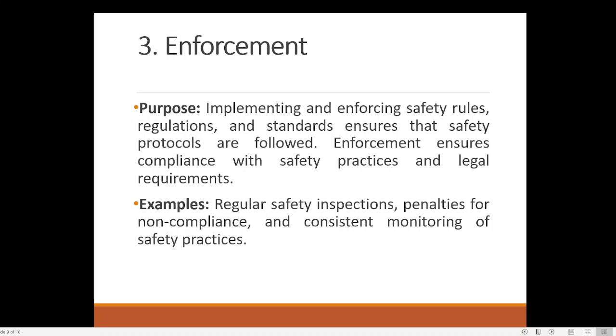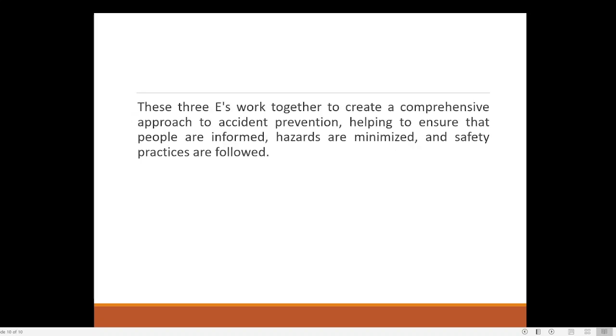Then regular safety inspections; we know that the police are doing that. Penalties for non-compliance: if you are not wearing a helmet, you know there is a penalty, sometimes 500, sometimes 1000. That kind of penalty should be there. And consistent monitoring: for example, everywhere now we have different types of cameras, AI cameras, monitoring whether you are wearing a seat belt or a helmet. Such monitoring and policies help the government and society reduce the chance of accidents and also deaths.